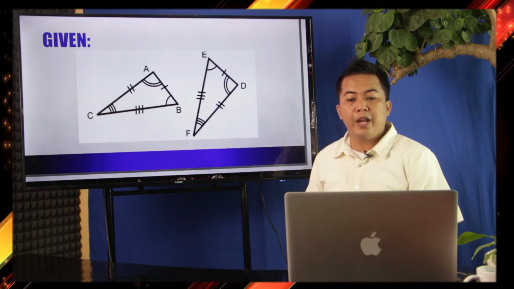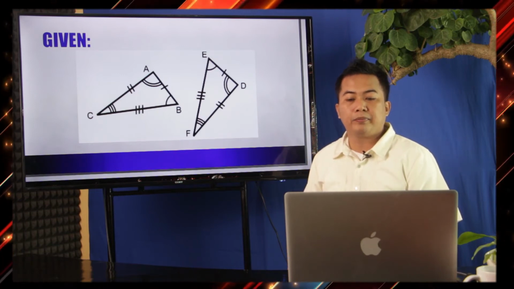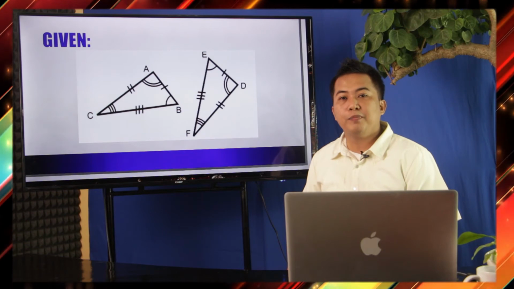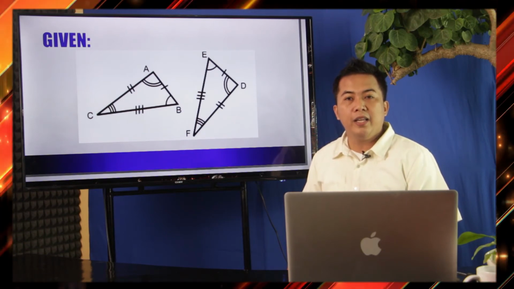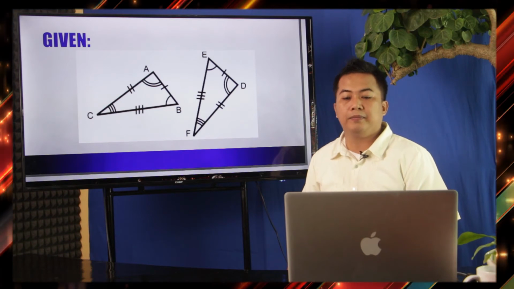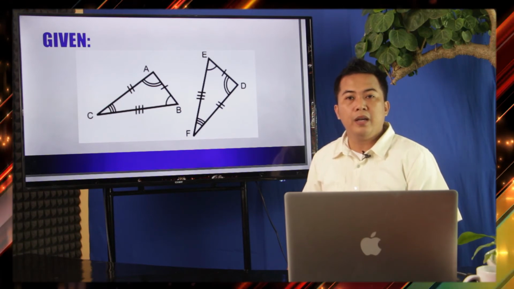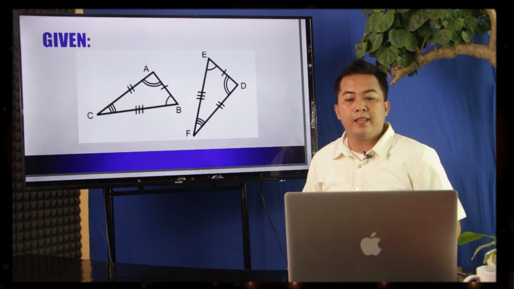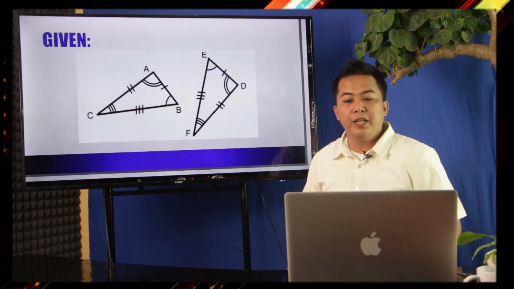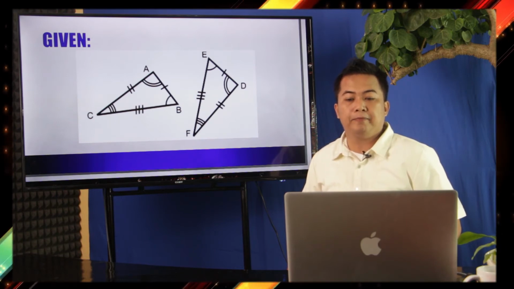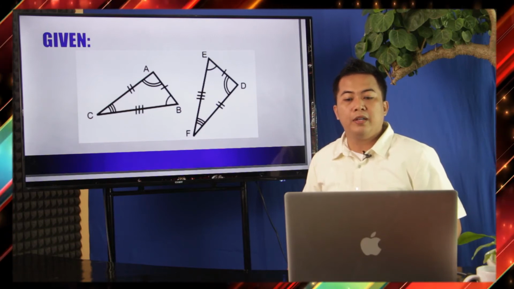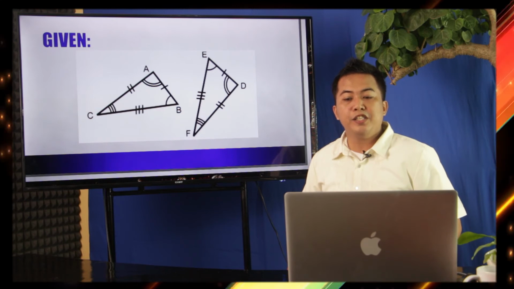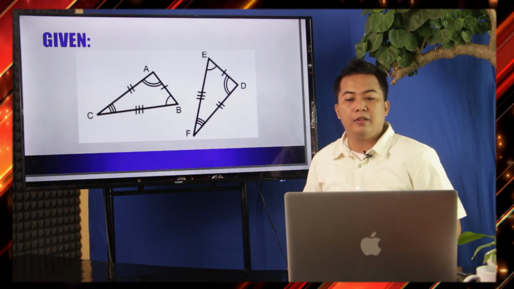Let's move on to the pairs of corresponding angles. Angle A corresponds to angle D. Thus, angle A is congruent to angle D. Angle B corresponds to angle E. Thus, angle B is congruent to angle E. Angle C corresponds to angle F. Thus, angle C is congruent to angle F.